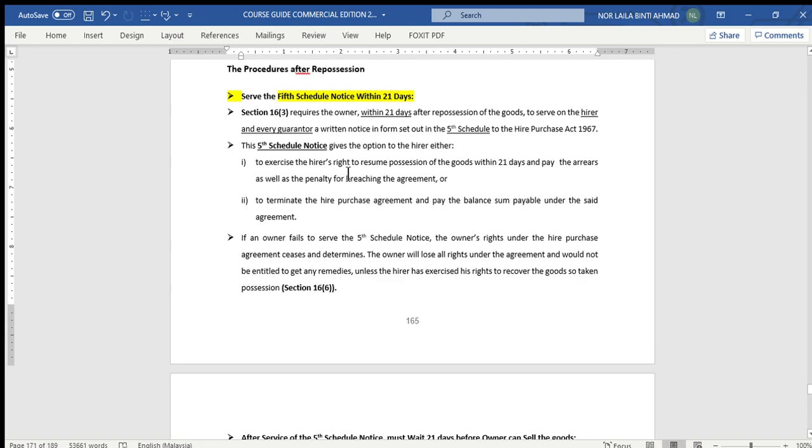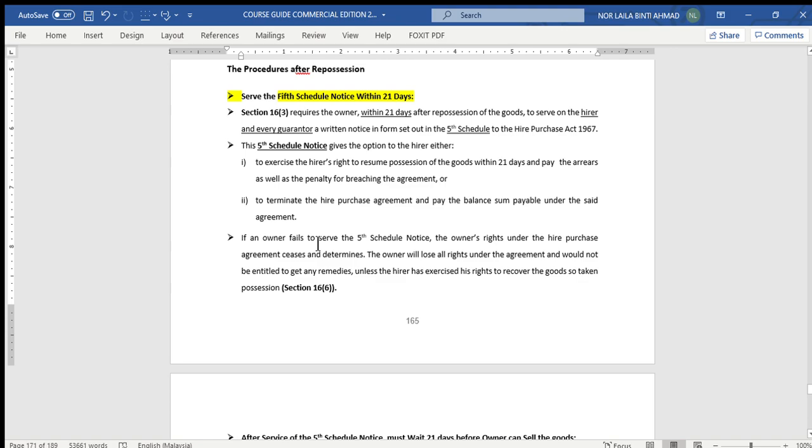First option is to exercise the hirer's right to resume possession. So hirer can resume possession within 21 days and pay the arrears as well as the penalty. So dia kena bayarlah tunggakan tadi, and then he must pay the penalty as well for breaching the agreement. Or hirer can choose to terminate the hire purchase agreement and then pay the balance sums payable under the said agreements.